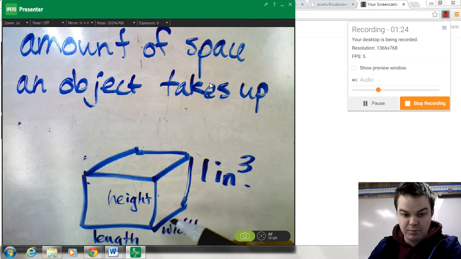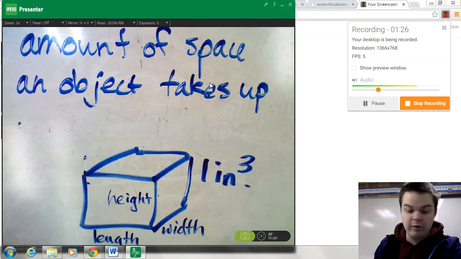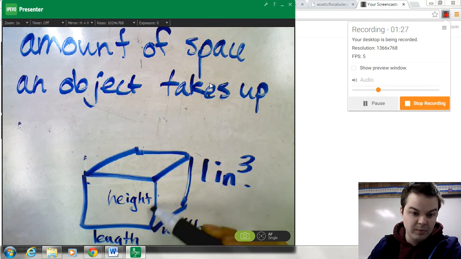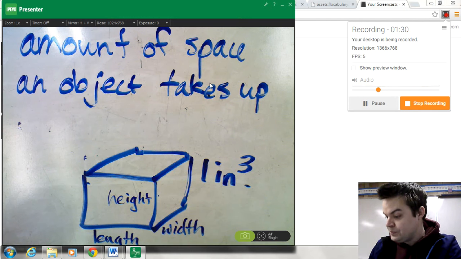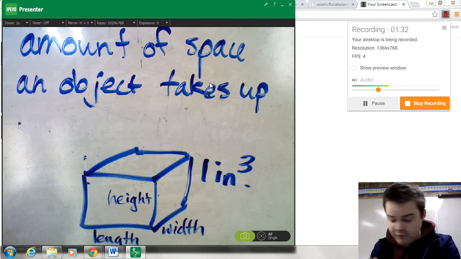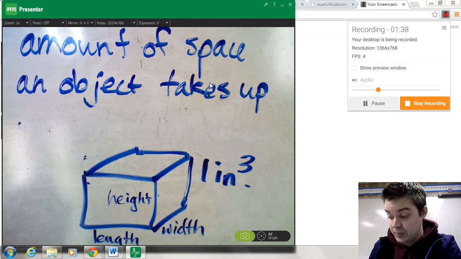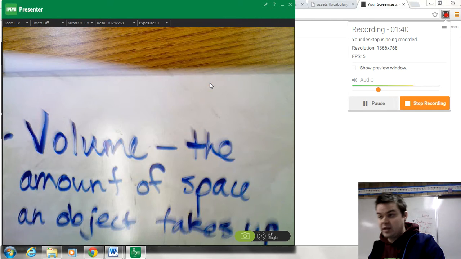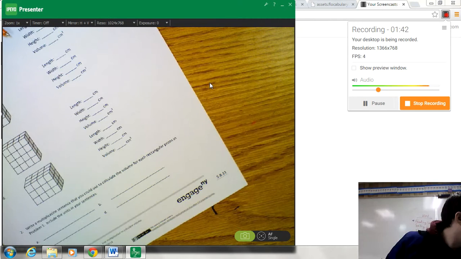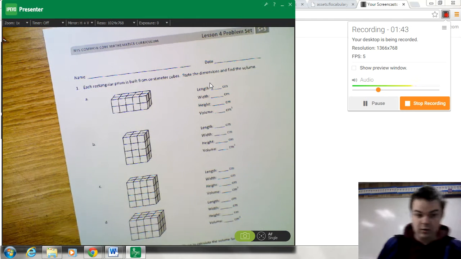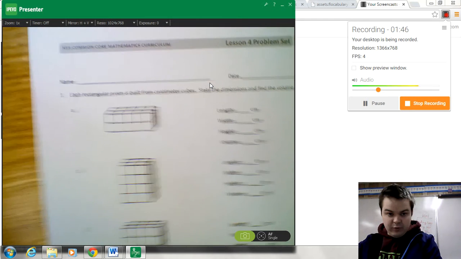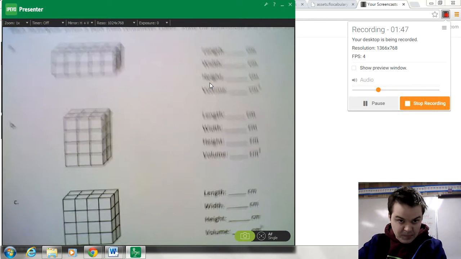Now, when you multiply length times width, you're going to find the area of the base of the shape. Now, we're going to look at how we can take the area of the base of the shape, and by adding in the height today, we can find the formula for finding the volume of any 3-dimensional object that is a rectangular prism or a cube. Now, today in your work, you all are going to be taking a look at several rectangular prisms.